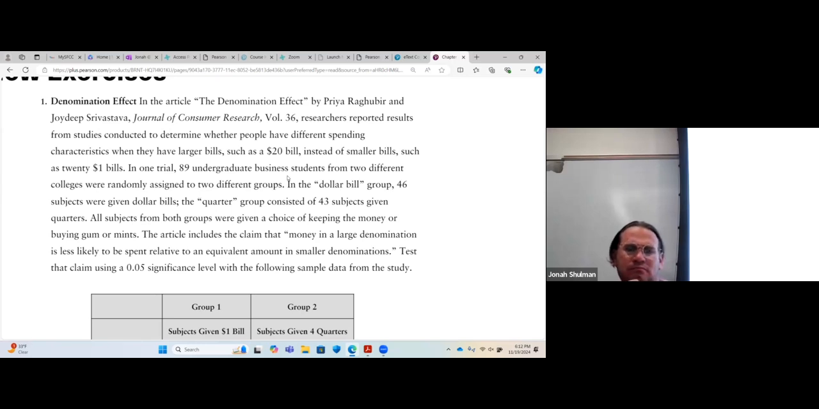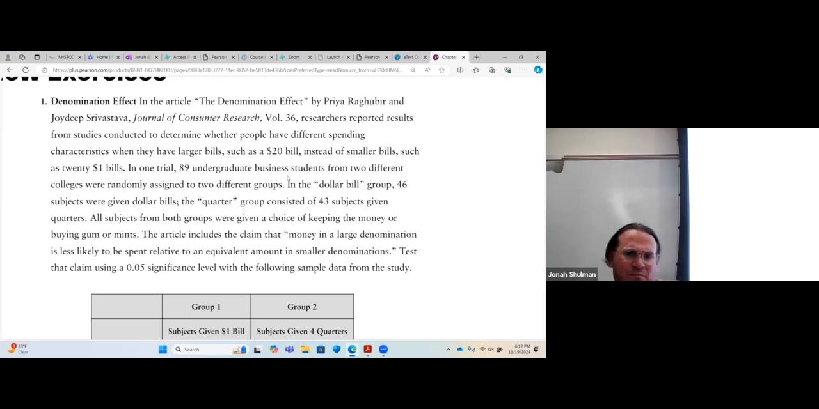In one trial, 89 undergraduate business students from 2 different colleges were randomly assigned to two different groups. In the dollar bill group, 46 subjects were given dollar bills. The quarter group consisted of 43 subjects given quarters. All subjects in both groups were given a choice of keeping the money or buying gum or mint.